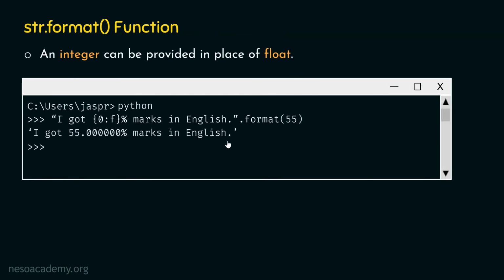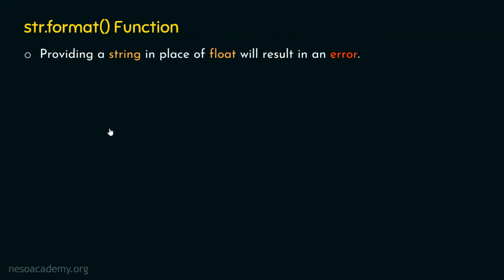So automatically Python is converting 55 to a floating point value, because here we have specified f. We are telling Python to print the first value as a floating point value. I hope this idea is clear. Okay, let's move on to the next point.